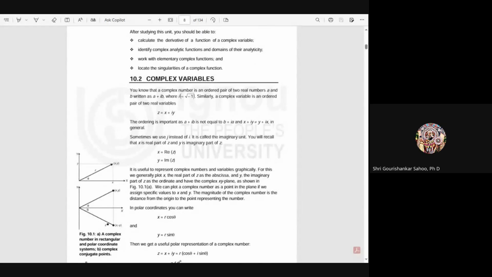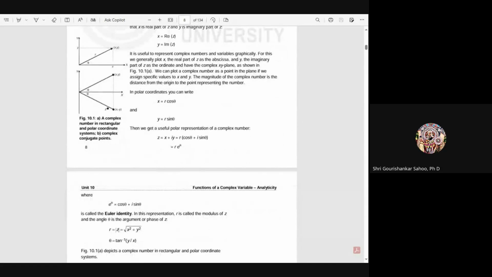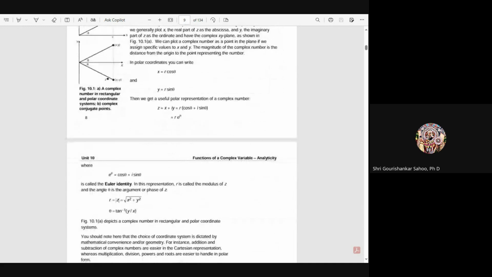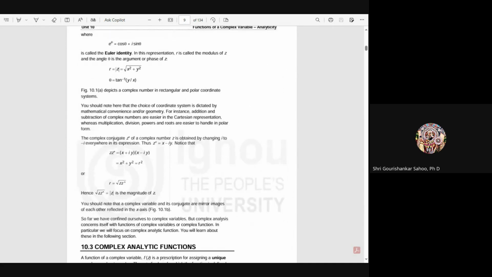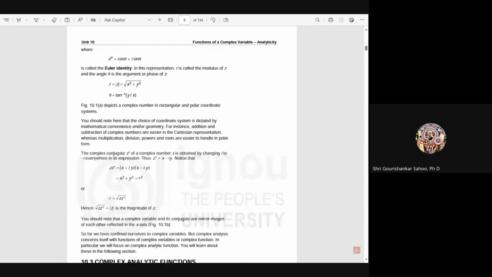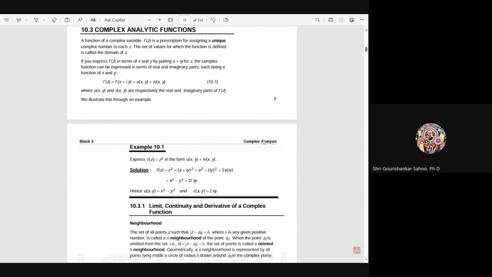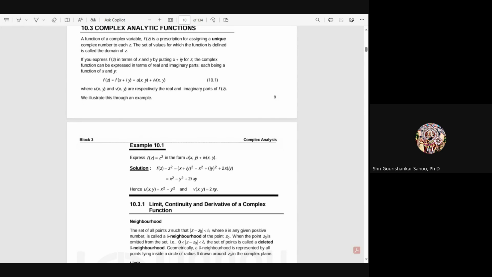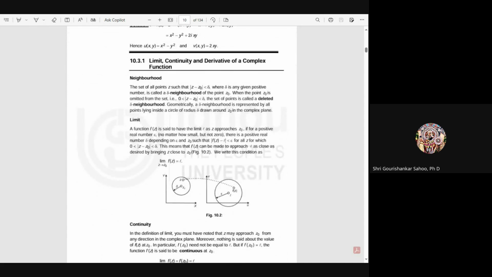So this is the Argand plane, which I was explaining to you in the previous class, and this is the polar coordinate system, r and theta, and the Euler form, that is the exponential form of representing a trigonometric function. Then the complex analytic function in terms of u and iv, which I was discussing in the previous class.